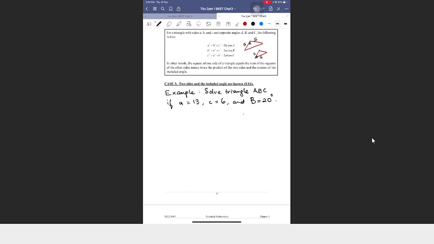But if you want to draw, go ahead and draw a rough sketch, then you can see clearly also. All right, let's say this is A, B, and C.